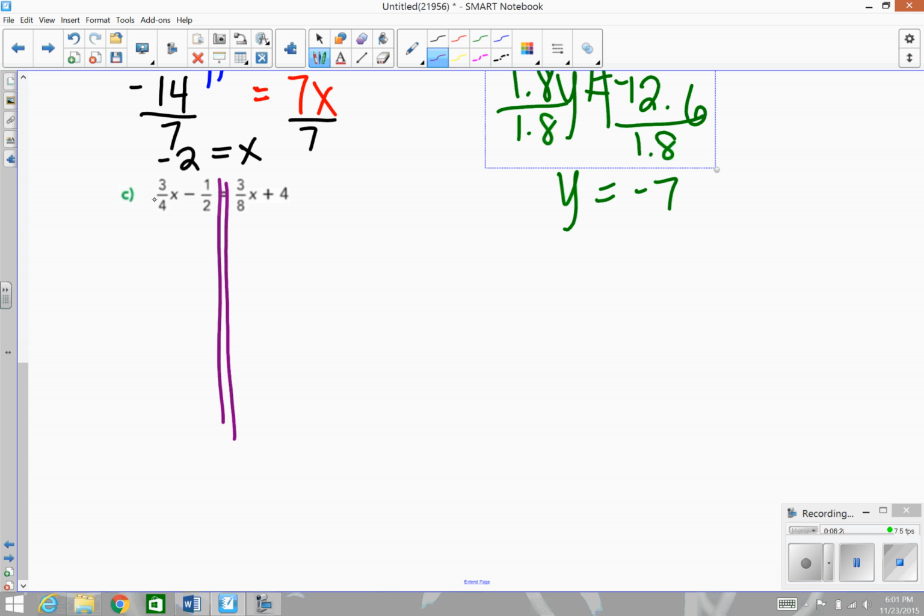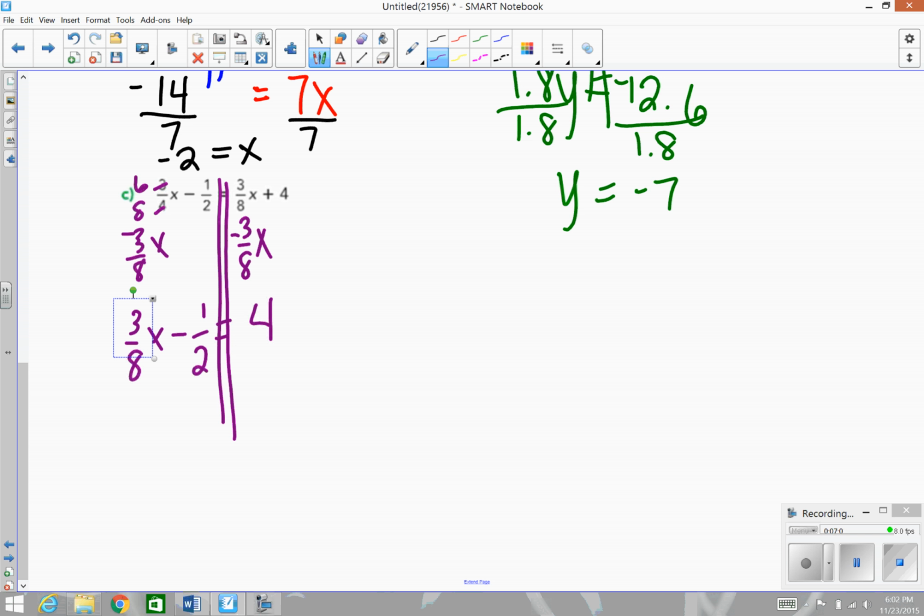Okay, in order to turn a 4 into an 8, I have to multiply it by 2. So 4 times 2 is 8, and 3 times 2 is 6. Okay, so now I know I'm dealing with 6/8 x and a 3/8 x. 3/8 is smaller than 6/8, so that's the one I'm gonna move. Okay, so I have 6/8 minus 3/8 is 3/8 x minus 1/2 leaves me with a 4 on the other side.